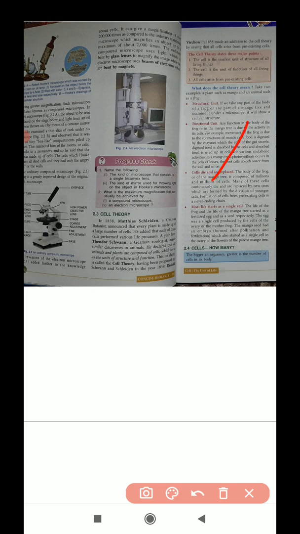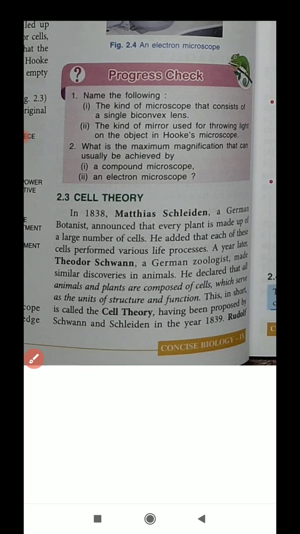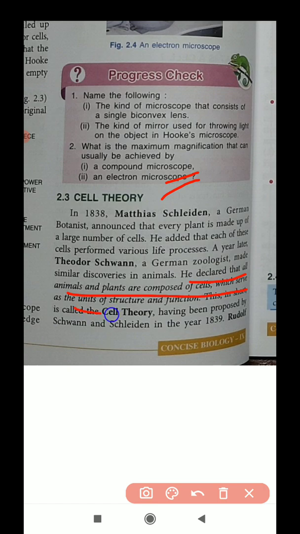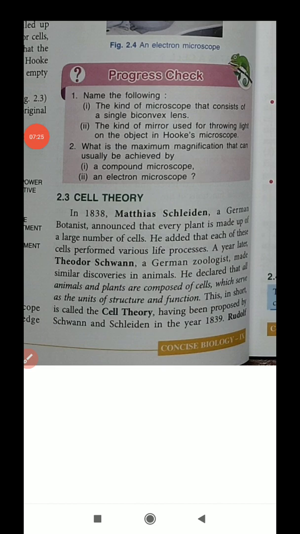Now coming to cell theory. Cell theory was provided by the scientists Schleiden and Schwann. It is written here that all animals and plants are composed of cells, which serve as units of structure and function. This is the cell theory. Understand? The definition of the cell and the cell theory are quite similar. The cell is the structural and functional unit of all living beings, and cell theory says that all plants and animals are composed of cells which serve as units of structure and function.